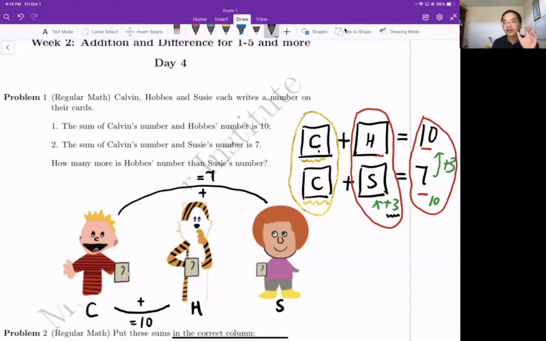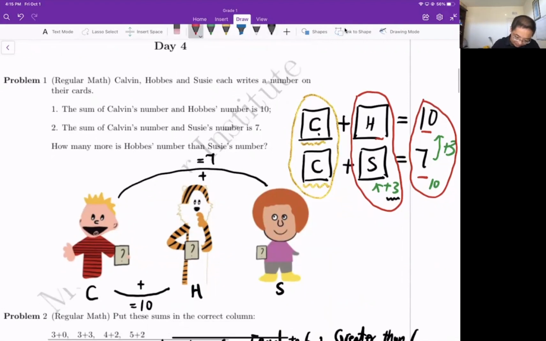Now, if this is not so clear to you, another way you can try is to use special numbers. Let's say I choose Kelvin's number to be 3, just as an example to demonstrate. If Kelvin is 3, because Kelvin plus Hobby is 10, then Hobby's number is 7, because 3 plus 7 is 10.